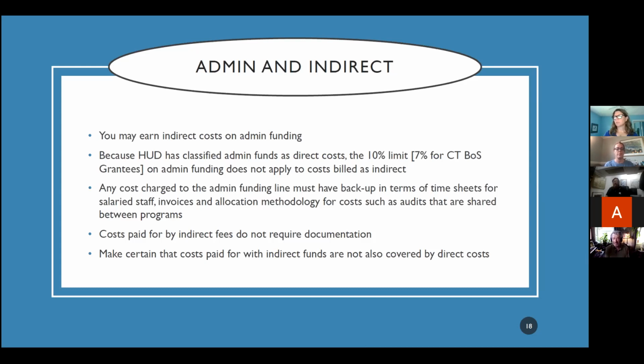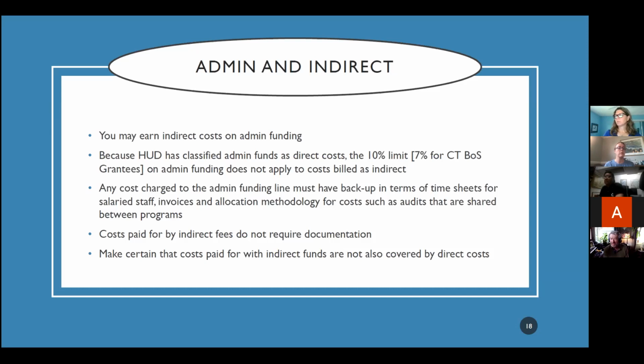As I said, keep repeating, admin costs are direct costs, which means you really have to have backup and documentation for anything that's charged under admin. That's not the case for indirect, by the way. Anything that you include in your indirect cost rate pool, you don't have to have backup. You do not have to show that you expended those funds on those activities. Unlike admin, when it's indirect, you just bill that percentage, and that's all that you have to do in terms of billing for that.